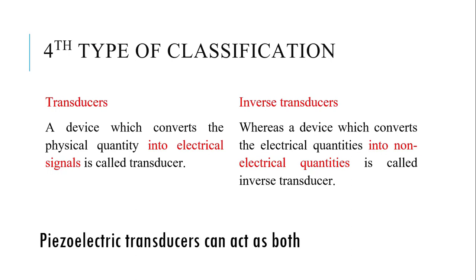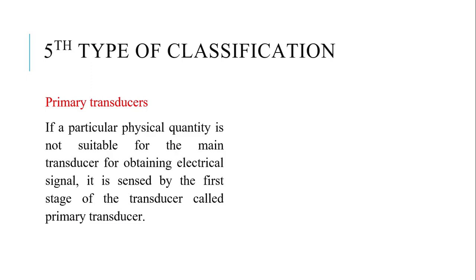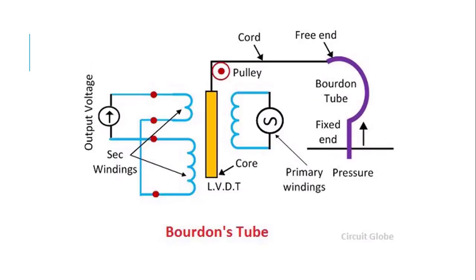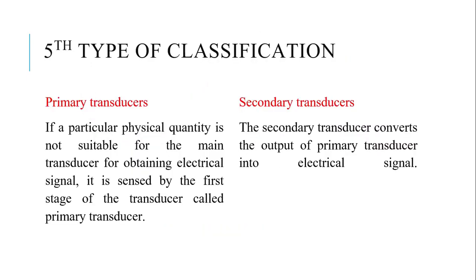Like the piezoelectric transducers can act as both. Correct. When you give them a pressure, when you give them a force, it gives you the electrical signal. When you give them the electrical signal, it converts into the force or the stresses inside it. Correct. So the simplest example for this is piezoelectric transducers. Now the fifth type of classification. There's something we need to discuss about it, like the primary and secondary transducers.